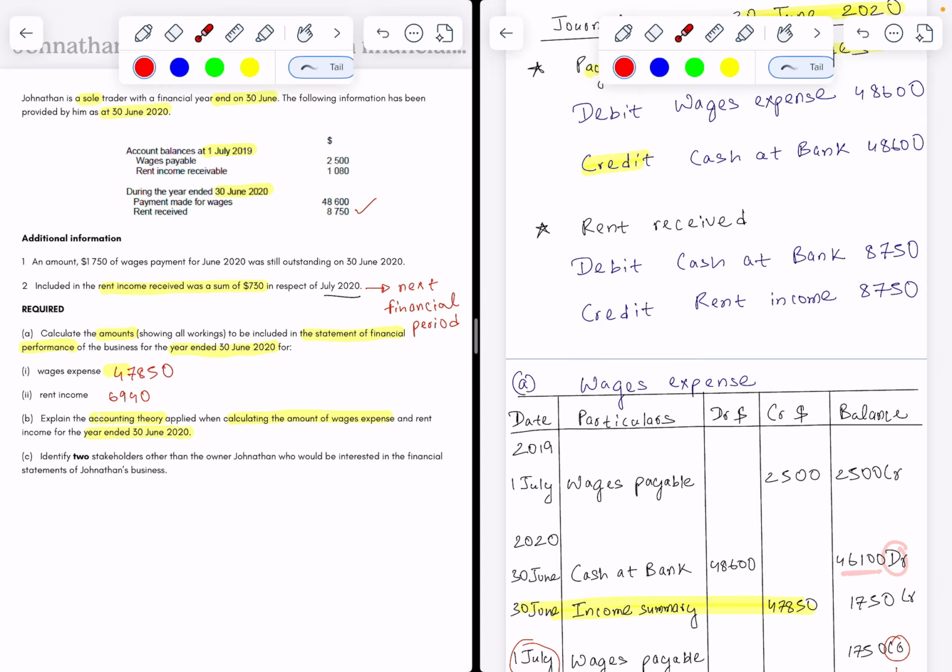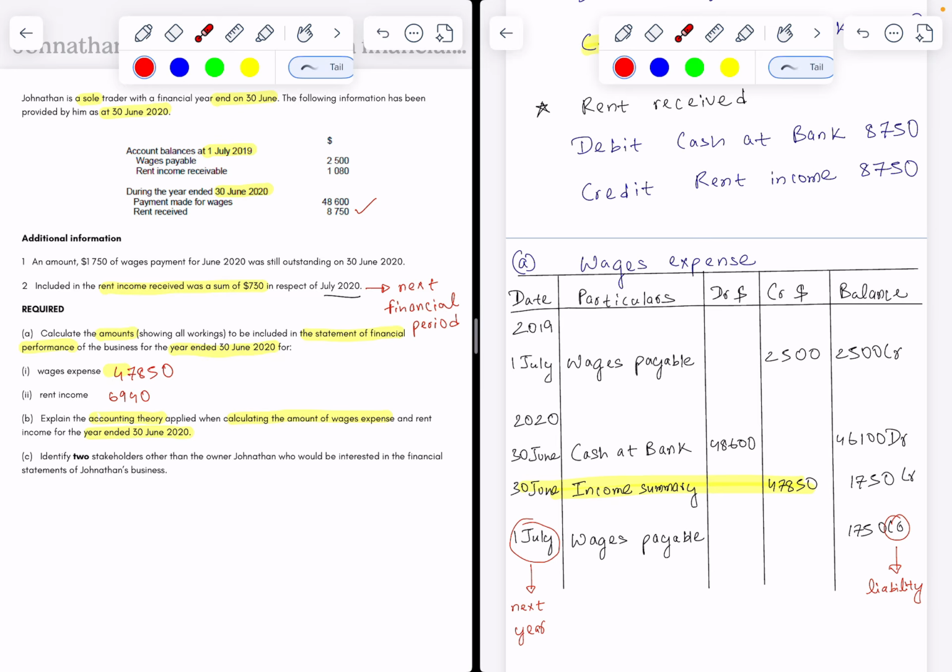Now, let's look into the additional information. Number one, an amount of $1,750 of wages payment for June 2020, which is the last month of the financial year that we're working with, was still outstanding on 30 June 2020. So what it is saying is that we have incurred an expense of $1,750 for wages, but we still have not paid for it at the end of the year.